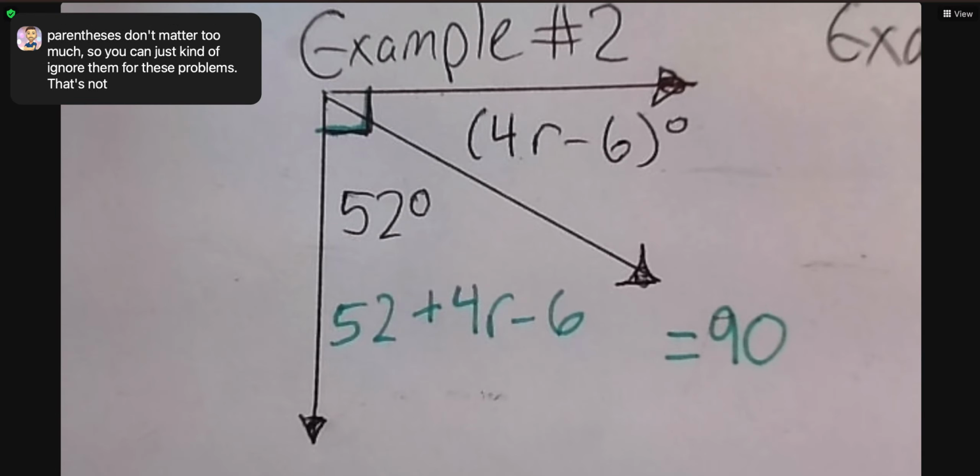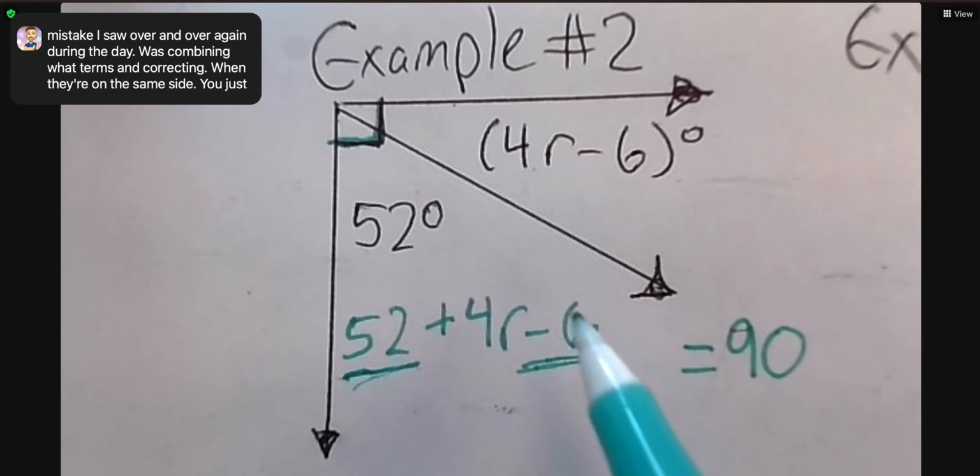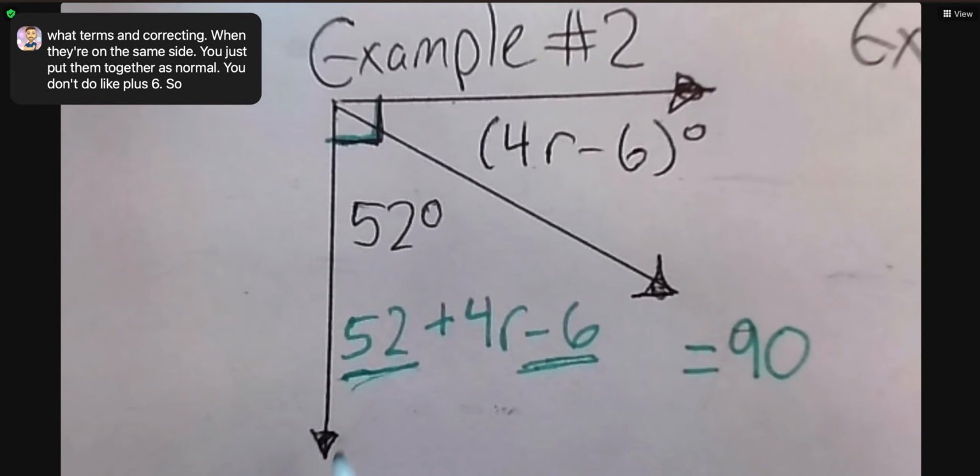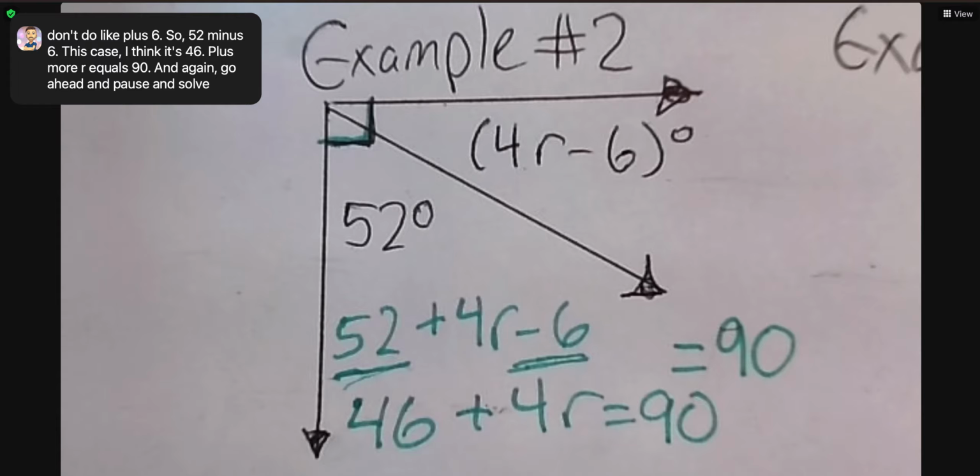You would combine your like terms first. Be careful. A mistake I saw over and over again during the day was combining like terms incorrectly. When they're on the same side, you just put them together as normal. You don't do like plus 6. So it would be 52 minus 6. In this case, I think it's 46. Plus 4r equals 90. And again, go ahead and pause and solve that for r.